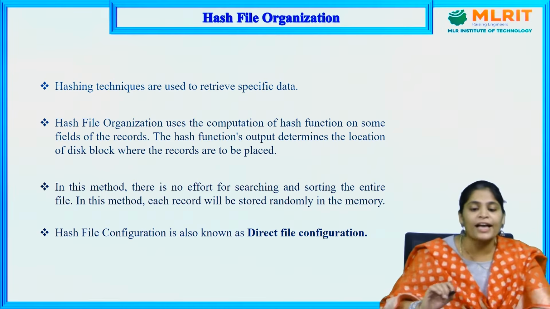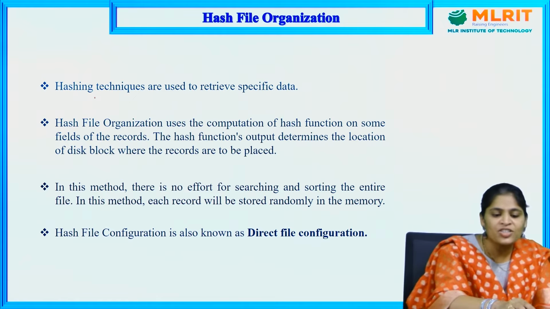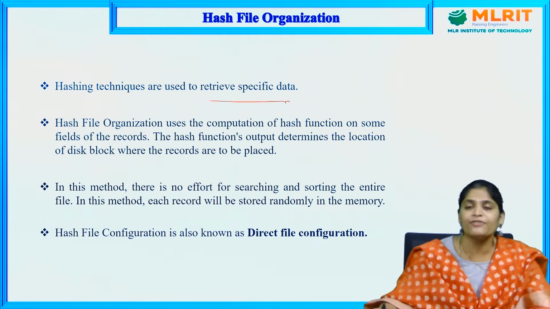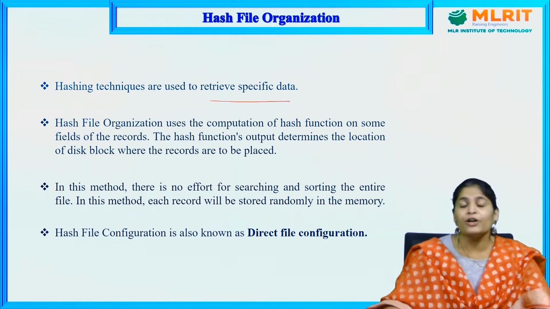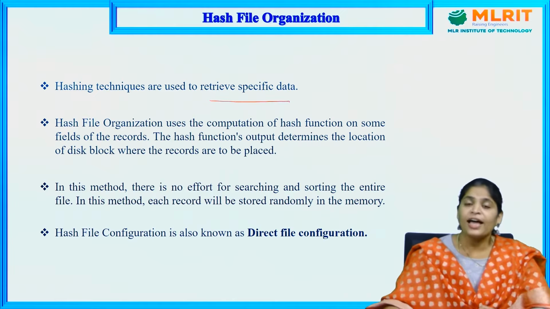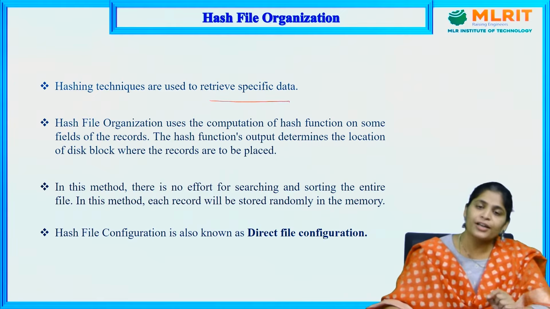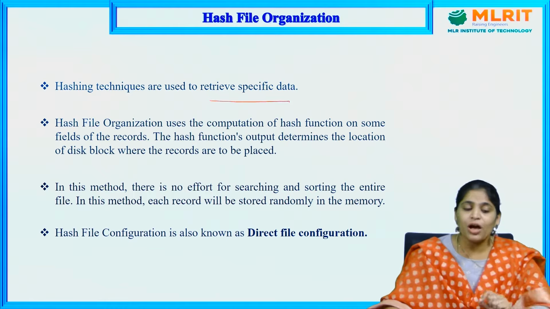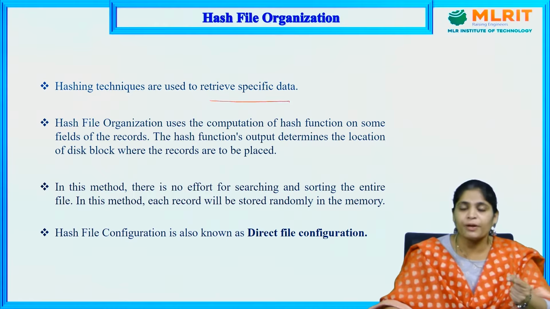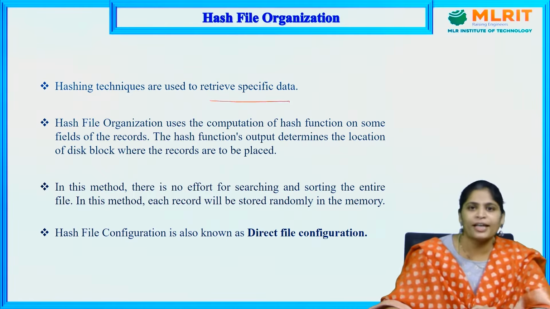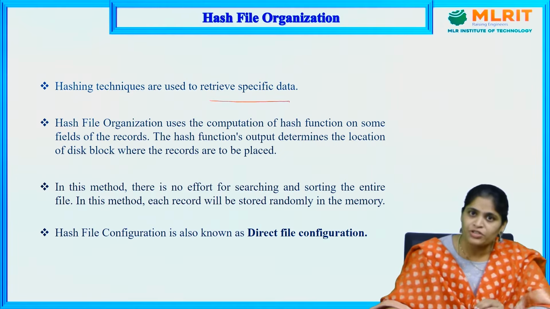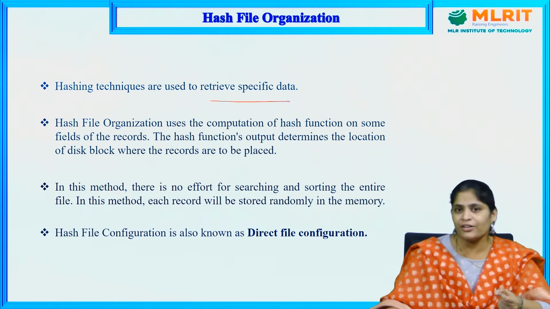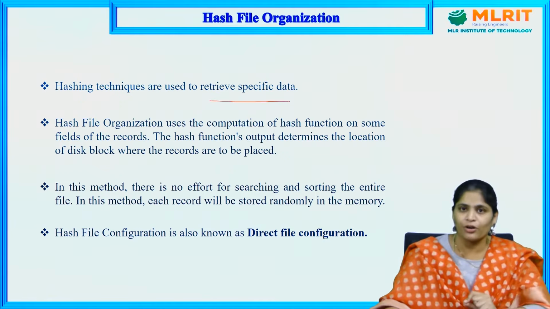So what is hash file organization? Hashing techniques are used to retrieve specific data. In hash file organization, we use a hash function to generate a particular address, and at that address the record will be stored. How do we generate that address? By using a hash function. With the help of keys and the hash function, we generate the address where we should keep that record.